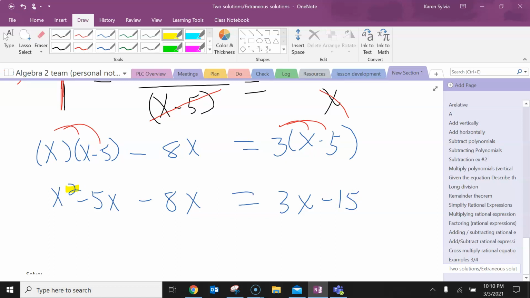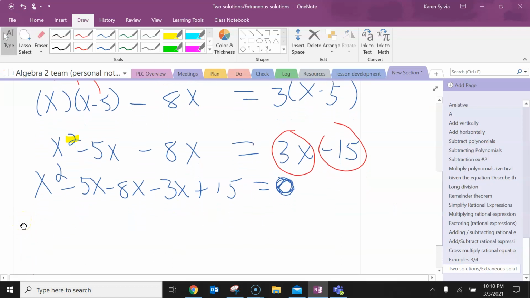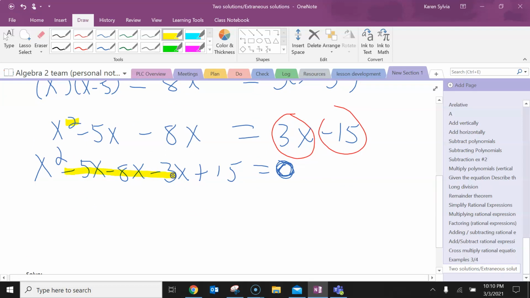So I need to regroup and get everything in standard form over to the left side. So I'm going to move this term to the left, and I'm going to move this term to the left. As I change sides, I change my signs. That's going to give me x squared minus 5x minus 8x minus 3x and plus 15. As those two terms just came over to the other side, I changed their signs. Still regrouping. I want to put my like terms together. So I'm going to have x squared minus 16x plus 15 equals 0.